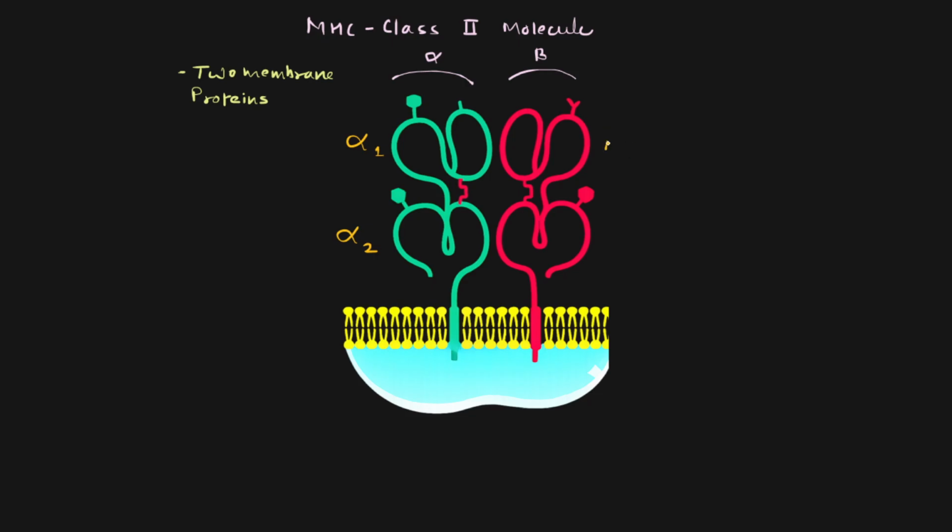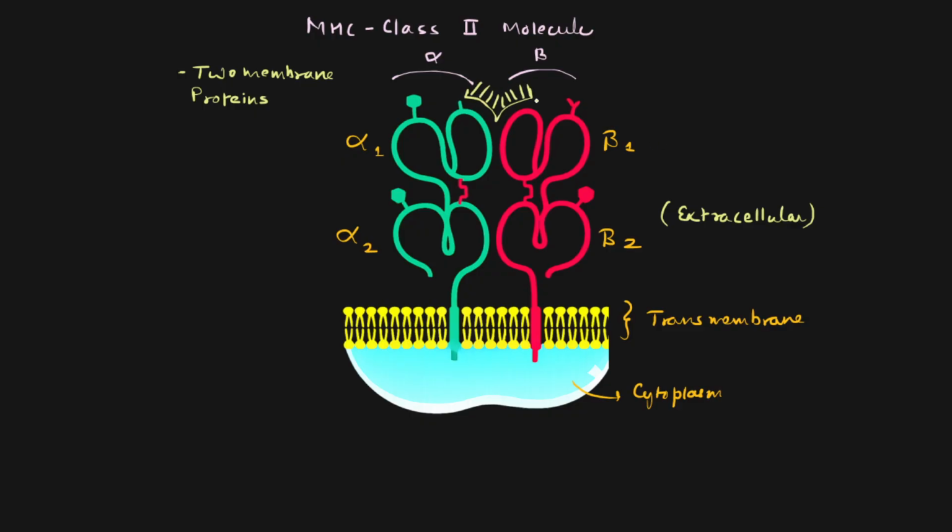You have alpha 1, alpha 2 domain. Here you have beta 1 and beta 2 domain. So you can clearly see you have four domains. This is the cytoplasmic region. This is the transmembrane region right over here. And that one outside is the extracellular region. So this particular protein will have three specific regions: extracellular, transmembrane, as well as intracellular.